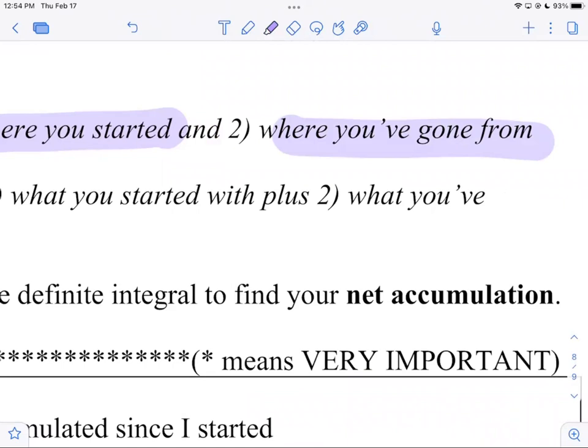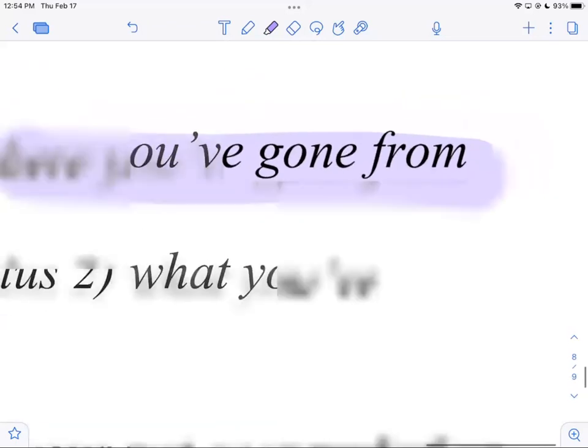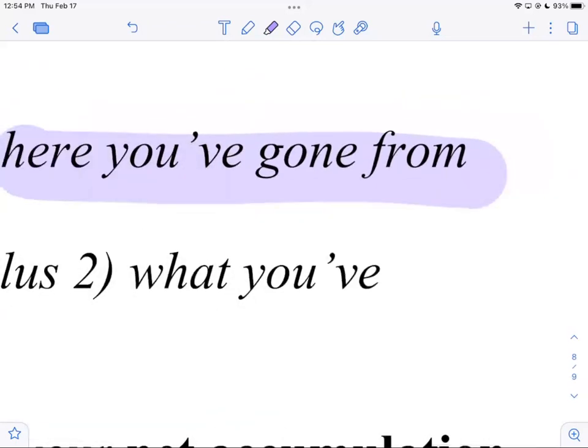Like, hey, Mr. Corbett, I started at the bottom, and then I started working with you, and now I'm at the top. Yeah, that's right. I'll take you places. But if you just tell me where you've gone from your starting point, I won't know where you're at.